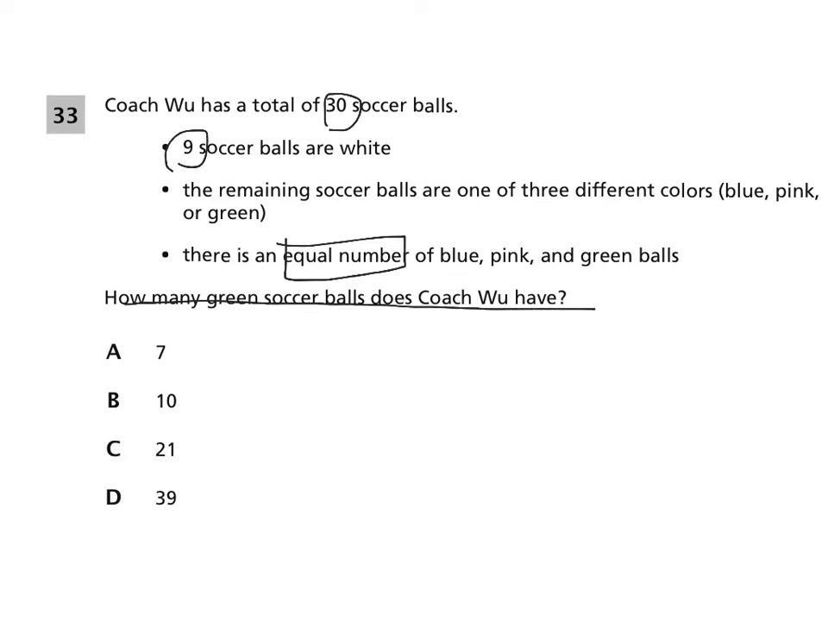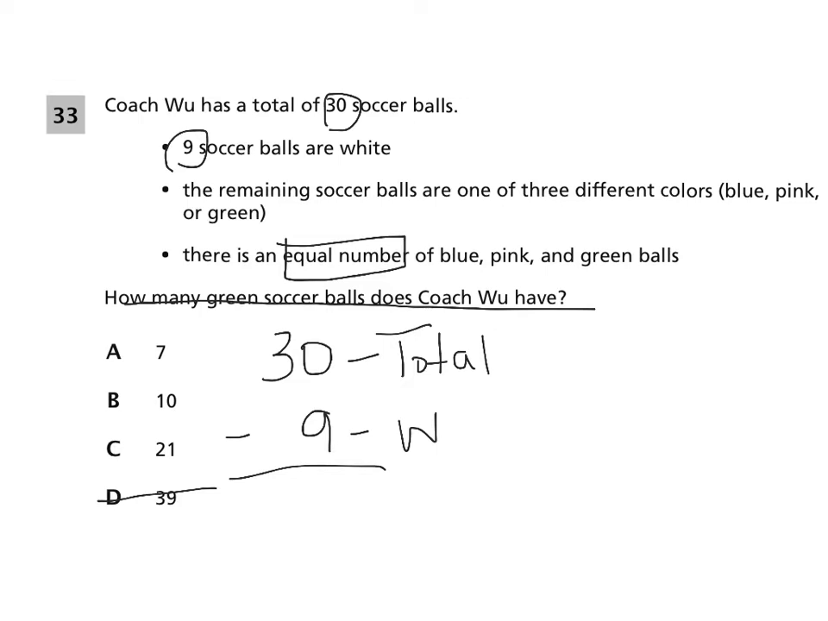So let's pull some of our numbers out. We have a total of 30. Our answer cannot be more than 30. So looking at my choices right now, I can already get rid of 39 because my total is 30. I'm going to do a little bit of labeling. I know 9 of them are white. I'm going to take the white out.